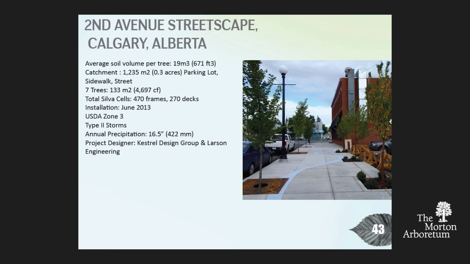This is 2nd Avenue Streetscape in Calgary. Same thing, only there's curb cuts here. Here you can see the grates right there, and the water's coming in, and this is being monitored. The stormwater out of this is being monitored to see what it is doing. Now they only get 16 inches of rain a year. So we're irrigating the system by putting the stormwater in here. We're treating it as an asset that's coming from the roofs, from the street, from the sidewalks.